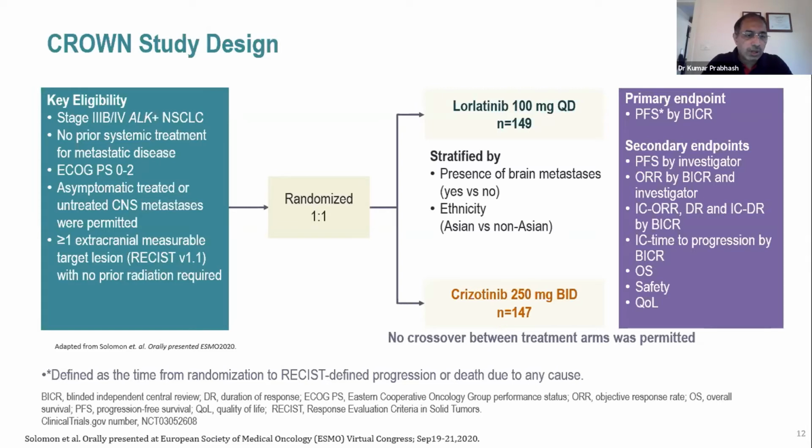One or more than one extracranial measurable disease was important, with no prior radiotherapy being given. The primary endpoint was PFS. There were secondary endpoints for overall response rate, the overall survival, safety, and quality of life for these patients.